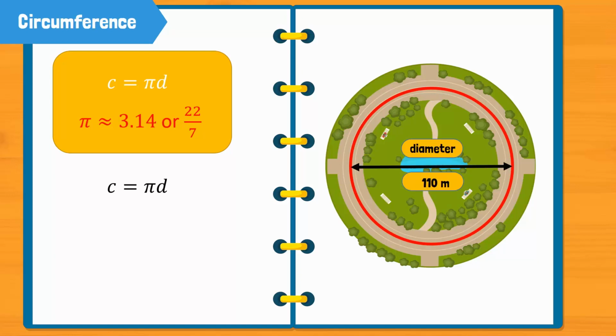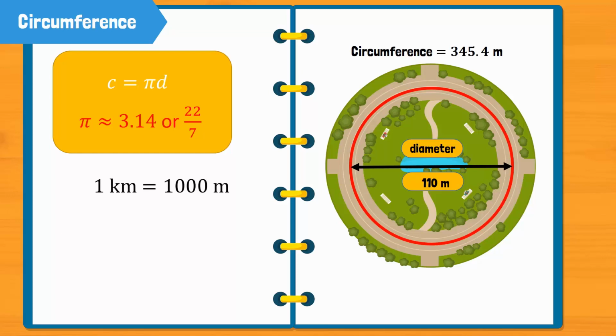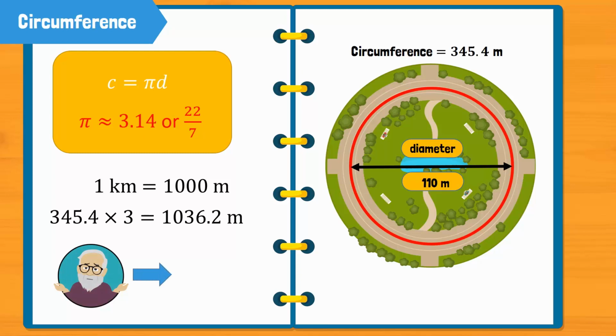So, the circumference of the ground is equal to pi into 110, which is equal to 345.4 meters. 1 kilometer is 1000 meters. If we multiply 345.4 by 3, we get 1036.2 meters, which completes the doctor's requirement of a 1 kilometer walk. Therefore, Dadajan has to complete 3 rounds of the ground.